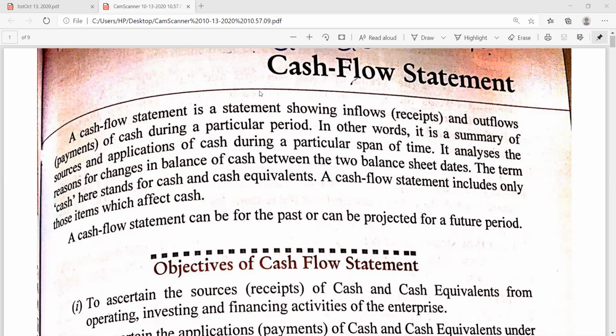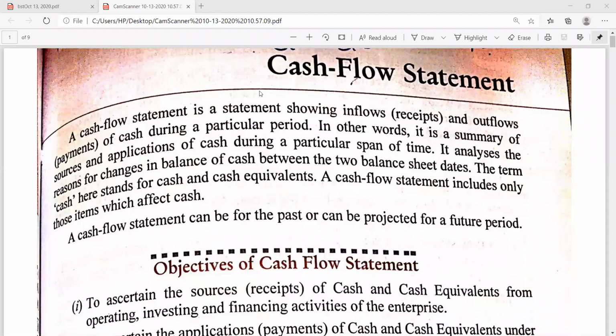So a cash flow statement is a statement showing the inflow and outflow of cash during a particular period. In other words, it is a summary of the sources and application of cash during a particular span of time. It analyzes the reasons for change in balance of cash between two balance sheets. The term cash here stands for cash and cash equivalents. A cash flow statement includes only those items which affect cash. So a cash flow statement can be for the past or can be projected for a future period as well.